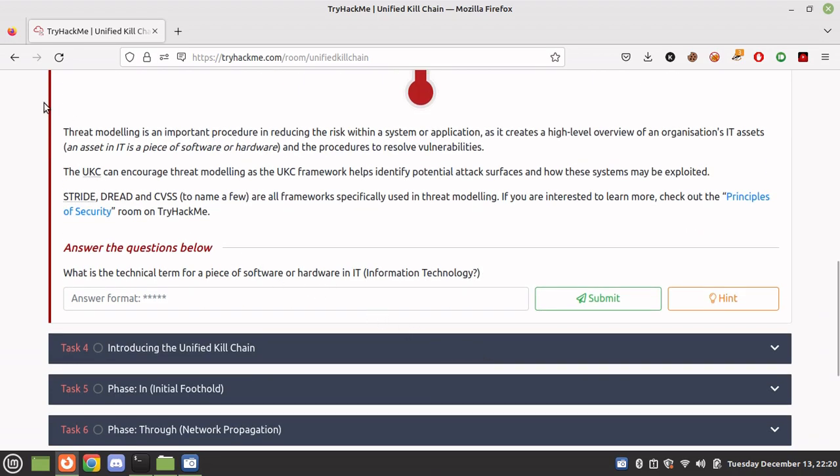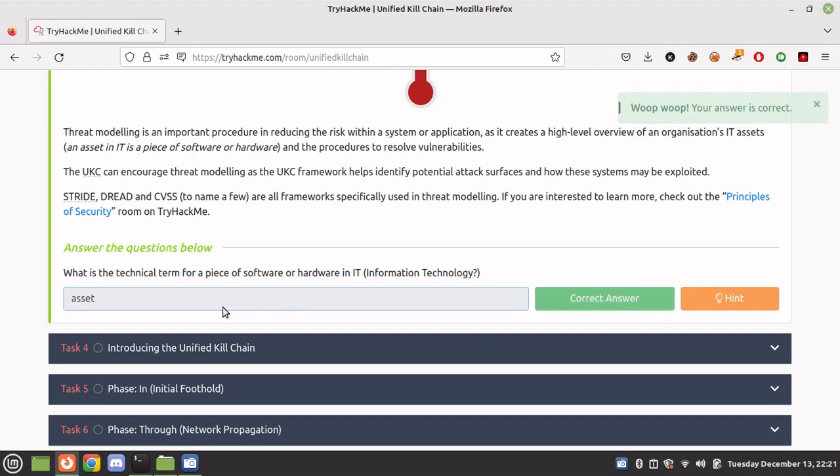Basically, threat modeling is an important procedure in reducing the risk within a system or application, as it creates a high-level overview of an organization's IT assets. An asset in IT is a piece of software or hardware and procedures to resolve vulnerabilities. So basically, an asset is software or hardware which you need to protect. Basically, the UKC can encourage threat modeling, as the UKC framework helps identify potential attack surfaces and how a system may be exploited. So what is the technical term for a piece of software or hardware in IT? Basically, they are called assets.